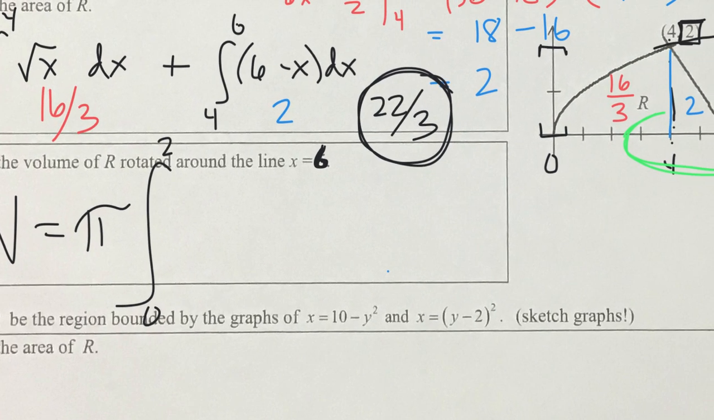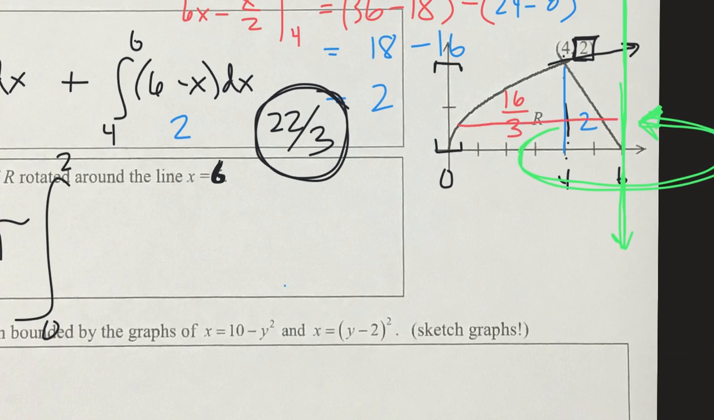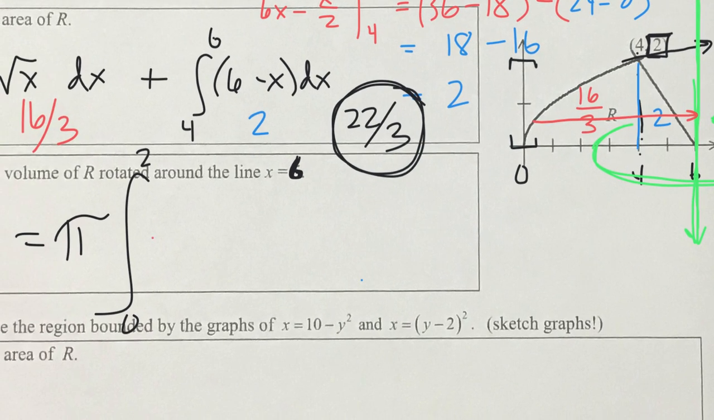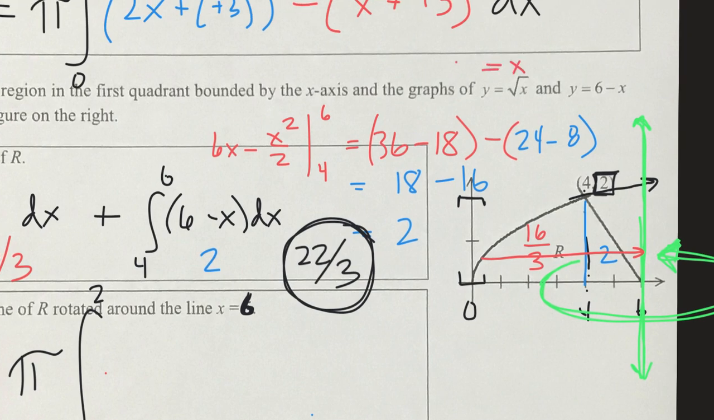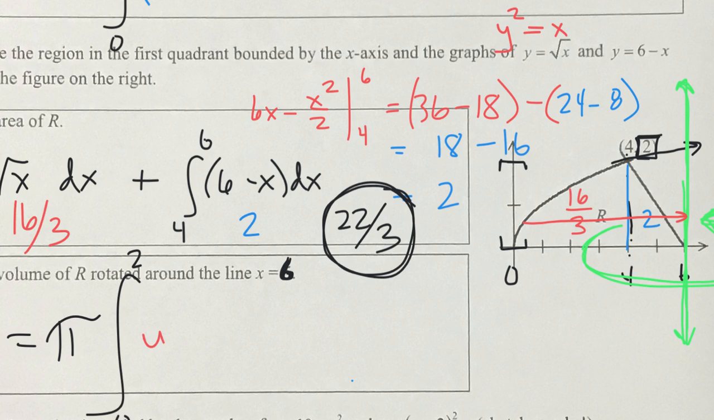And of your farther radius, the farther radius is your square root function, but solved for y. So we've got to solve this equation for y. That's pretty easy. x equals y squared. Done. So y squared minus 6, squared. All right, because it's your function minus your axis of rotation, minus your other function minus the axis of rotation.